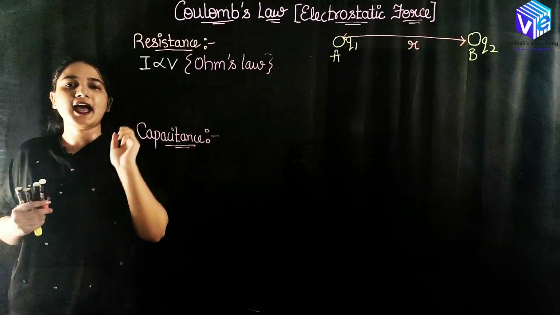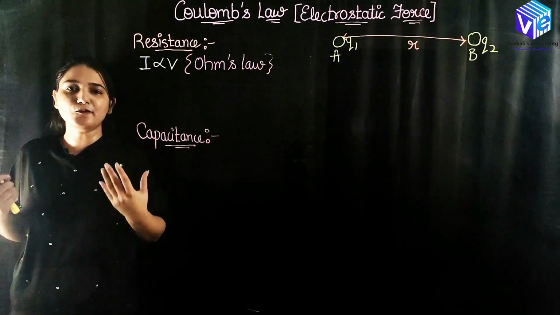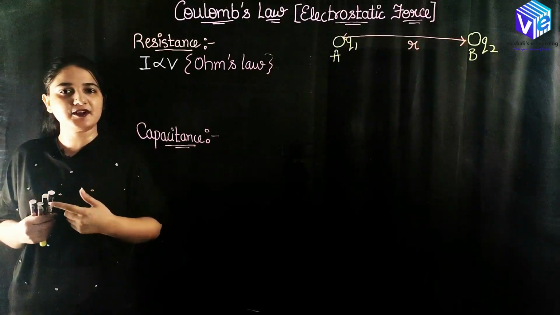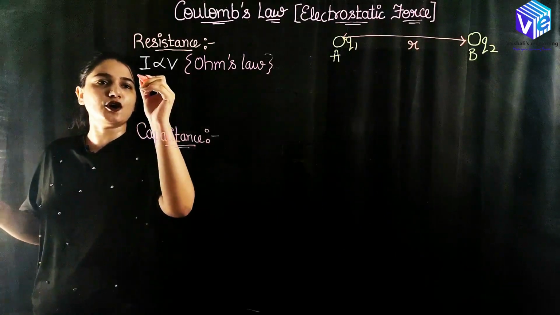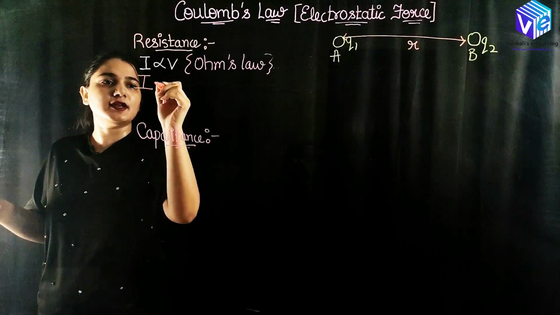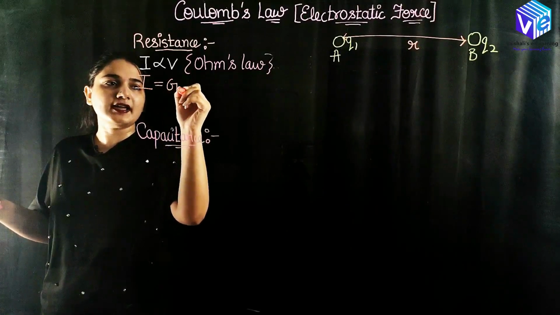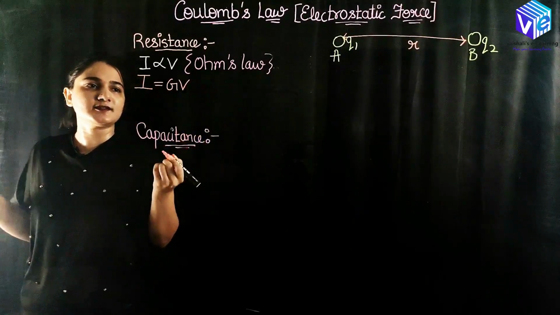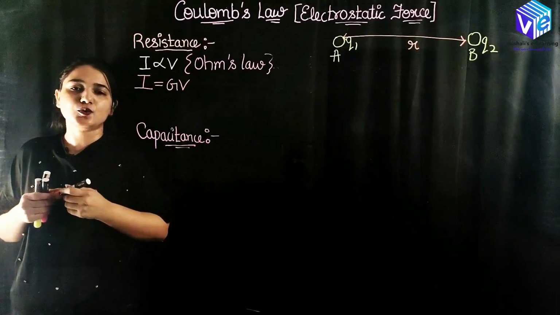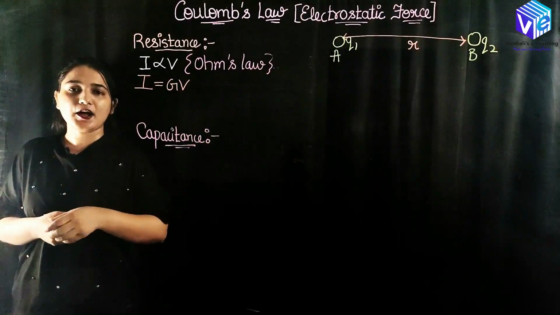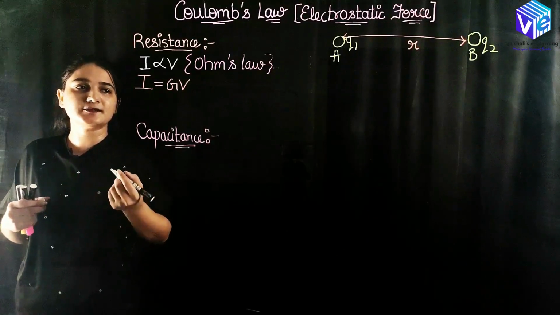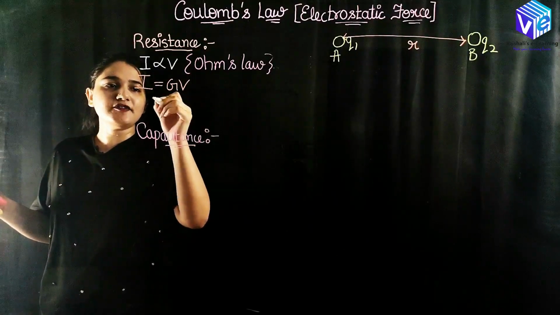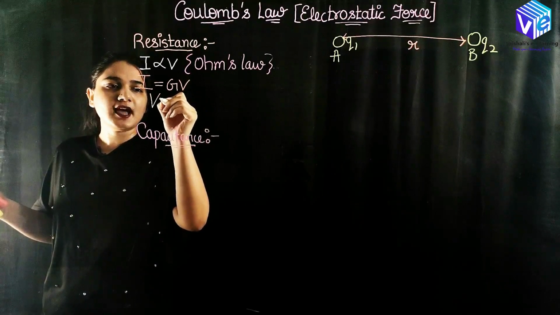Okay, so here we have a proportional sign. If we remove this proportional sign, we'll have a proportionality constant. What would it be? The proportionality constant in this case will be G. So I is equal to G into V is my final equation. So what is G? I hope you know G. G is the conductance.